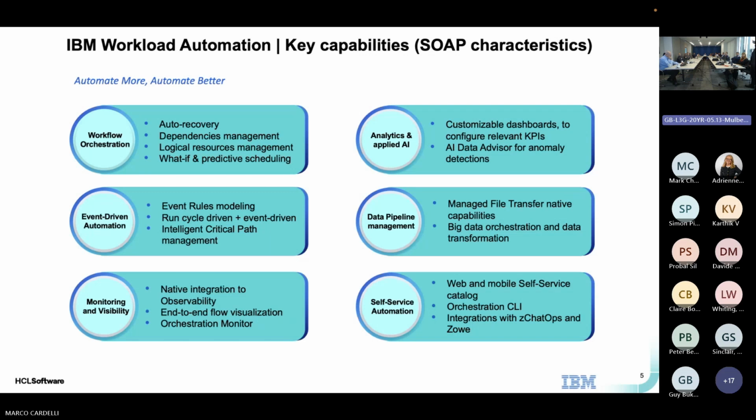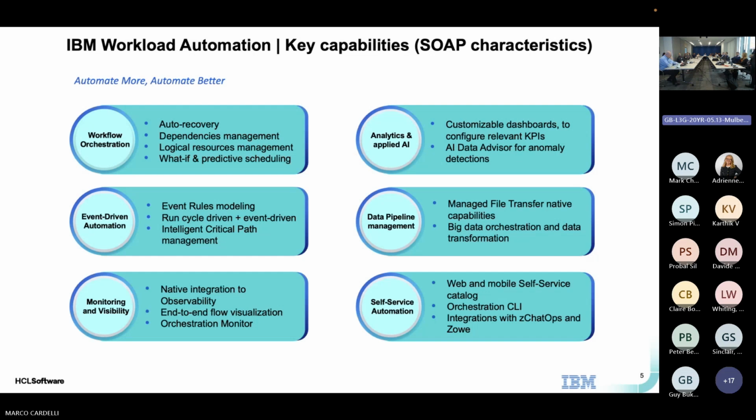We have obviously all the orchestration capabilities, in particular dependencies management, the recovery options that you have, logical resources, the predictive scheduling functionalities. We have obviously event-driven automation. That's very important these days. We have the critical path management. We have monitoring and visibility.